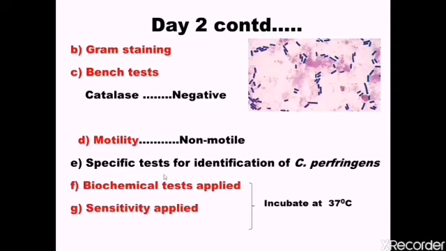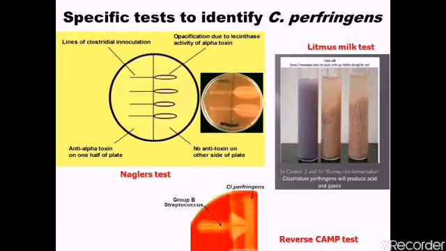And now we will talk about specific tests for identification of Clostridium perfringens. These are specific tests for Clostridium perfringens: Nagler's test, litmus milk test, and reverse CAMP test. First, I'll discuss this Nagler's test.